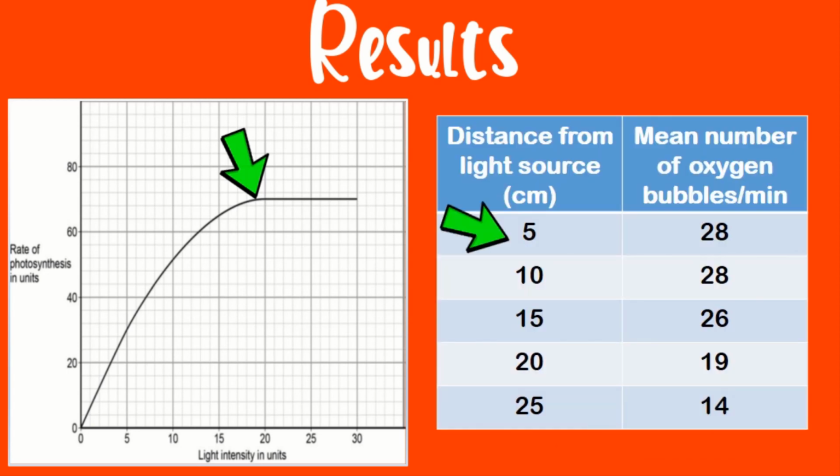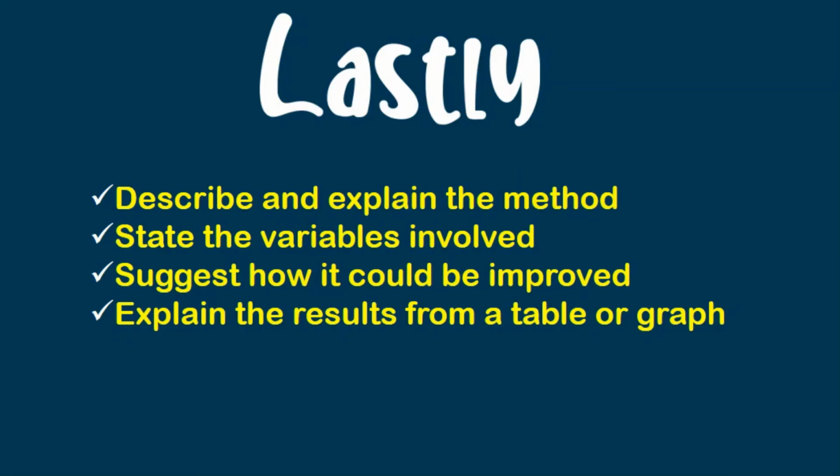You can see here, I've got 5 and 10 centimeters away, but the bubbles stay the same because it's got enough light at those distances, but it's lacking something else. For example, maybe it needs more carbon dioxide. So the graph will appear to flatten out because something else now is limiting it. So hopefully you feel like you could explain why you do some of the things in the method. You could say what the variables are. You could suggest a couple of improvements, and you feel like if you had a table or graph, you'd be able to explain it away.